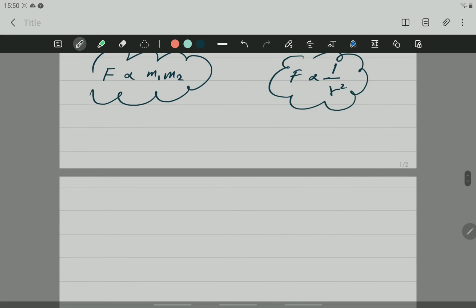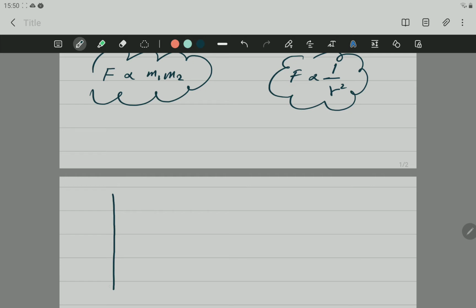From here, we can have two graphs. One for the relationship between force and the product of the masses. This is one graph of force against the product of the masses, and it's going to be a straight line because it is directly proportional.